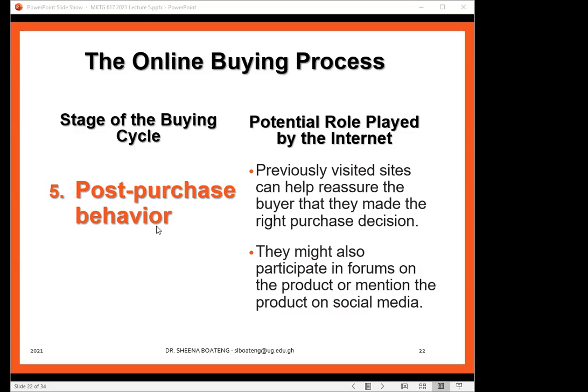So in a nutshell, that is how internet technology can help to enhance our activities and strategy as e-marketers at the various stages of the buying cycle. Please, I hope that makes sense.